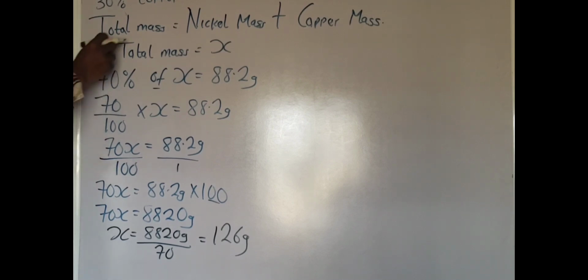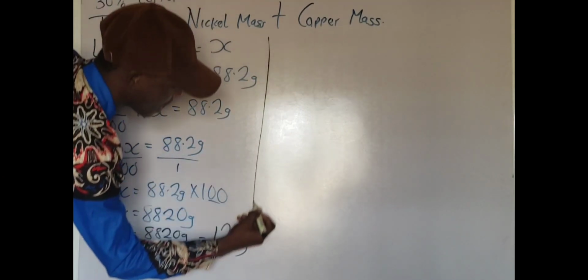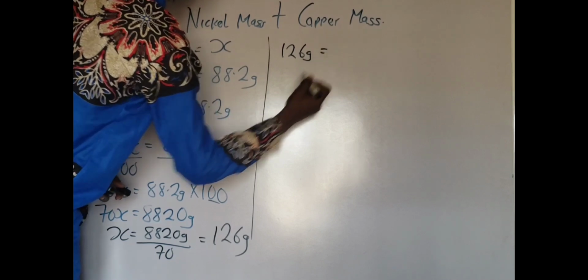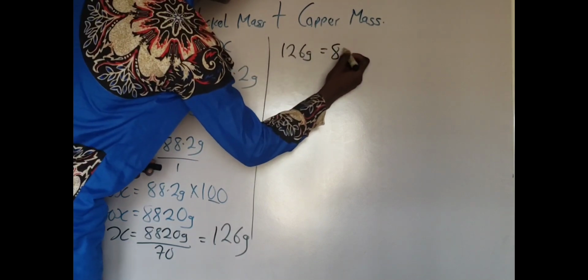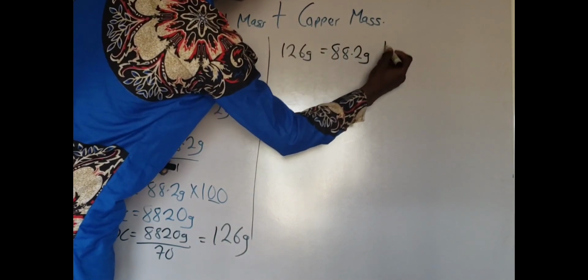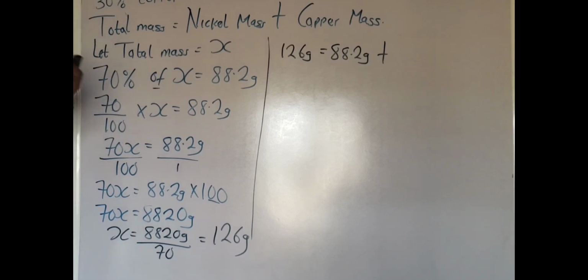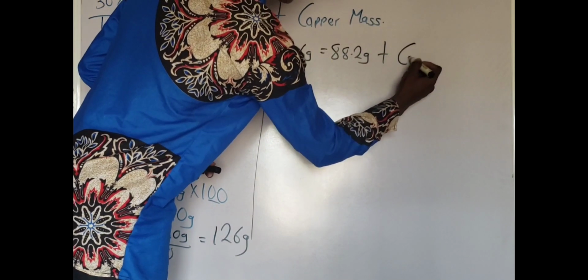So the total mass is 126 grams, which is equal to the mass of the nickel. The mass of the nickel given in the question is 88.2 grams. So I have 88.2 grams plus the copper mass. We don't know the copper mass; that is the mass we want to determine.